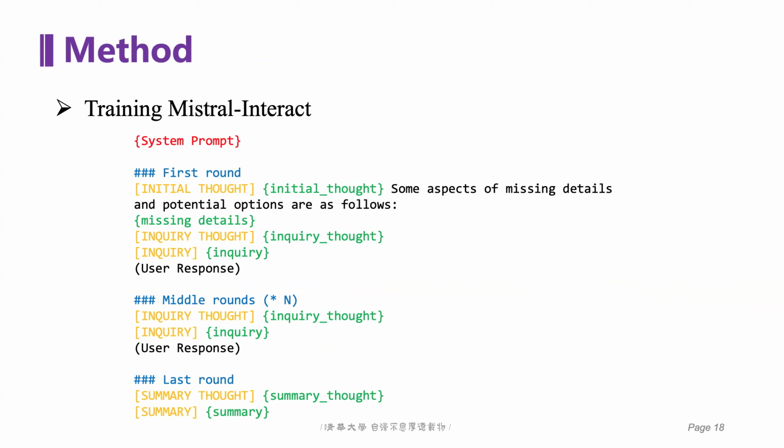For the first round, there are the initial thought, the inquiry thought, and the user response. And in the middle rounds, there are many middle rounds. For each round, the agent will have an inquiry thought, like what should I ask next, and what I have got currently. So this explicit thought will prompt the agent to better reason about and understand user intent, and reason about what I should do next. So that is fitting the previous conversation record into a template.